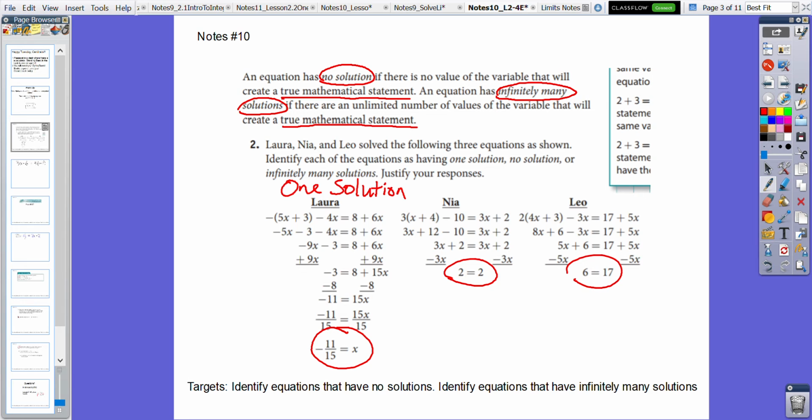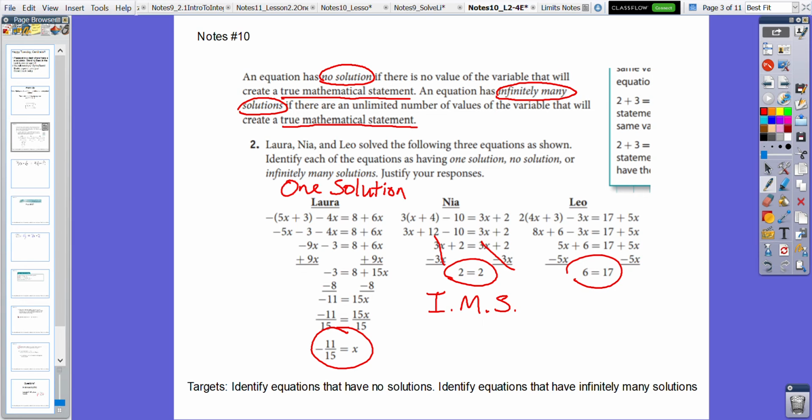Nia, on the other hand, came to the conclusion that 2 is equal to 2 after her 3x's cancel, like so. This means, because we know 2 is equal to 2, that we end up with infinitely many solutions, which we'll abbreviate like this, IMS.